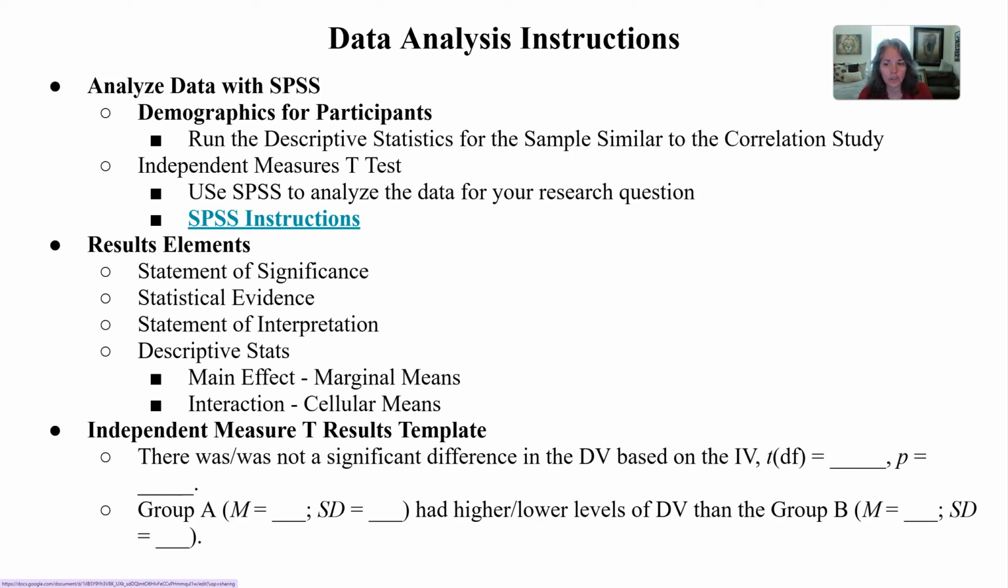Those are written instructions. And then again, just like all your other results, you always need to provide a statement of significance. So there was or was not a significant difference. And then you need to include your statistical evidence. In this case, it will be your t-value with your degrees of freedom and the corresponding p-value and or alpha level. And then a statement of interpretation, so telling us which group scored higher or lower than the other. And you will provide the descriptive statistics for those particular variables.